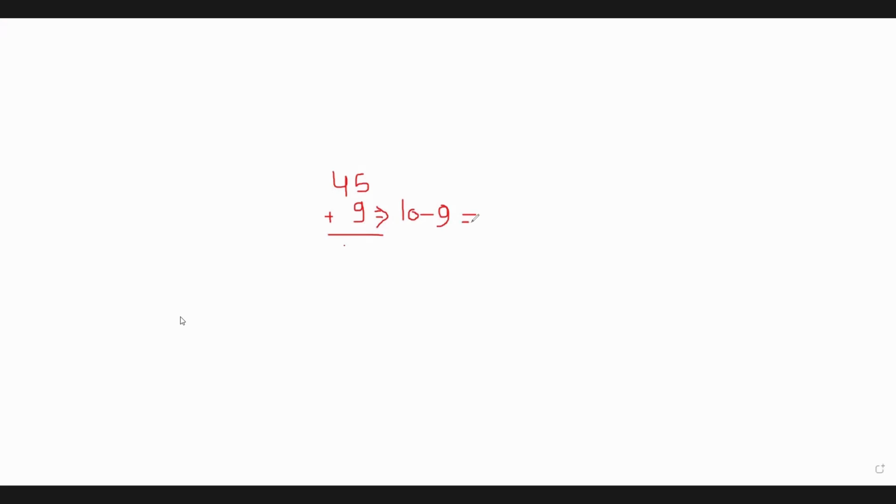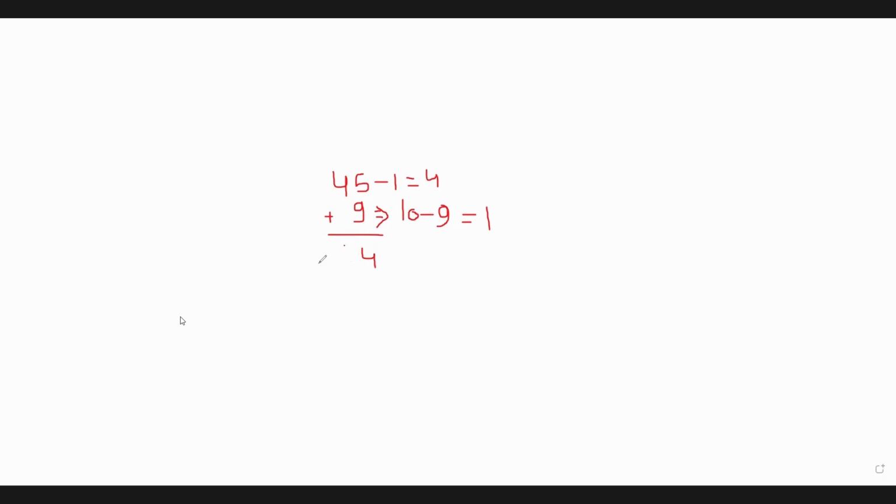Then whatever you get, you have to subtract from the upper place. So 5 minus 1, you get 4. So 4 you write here. So you get the answer for your unit place.